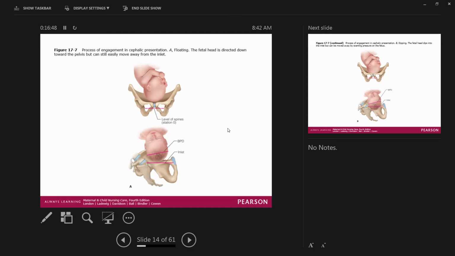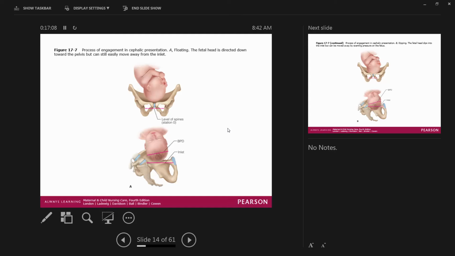So, when we're doing a vag exam and determining station, and we'll look at a slide for station, anything below this point is the true pelvis. Anything above is the false pelvis, okay?